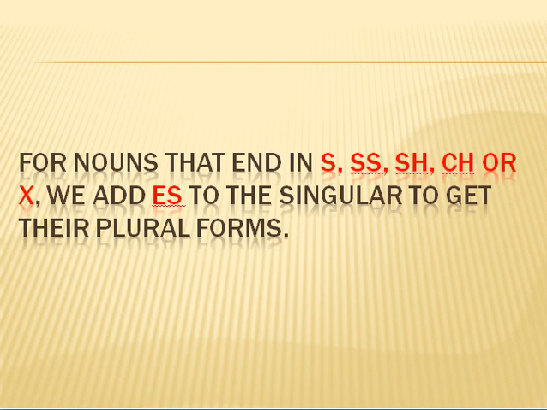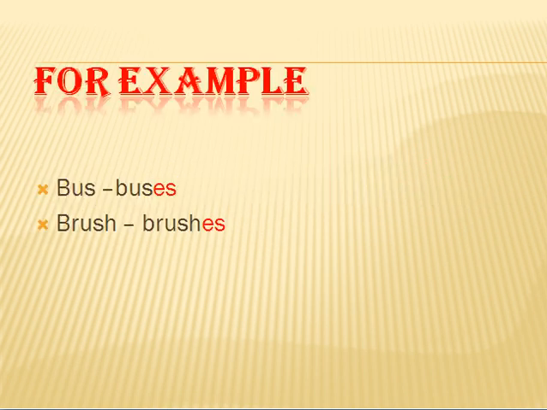For nouns that end in s, ss, sh, ch or x, we add es to the singular to get their plural forms. For example, bus, buses. Here we will add es after the singular form, then it becomes buses, so that buses will be the plural form. Then in the second example, brush is given, so brush is the singular form, and when we add es to brush, it becomes brushes, so it forms the plural form.